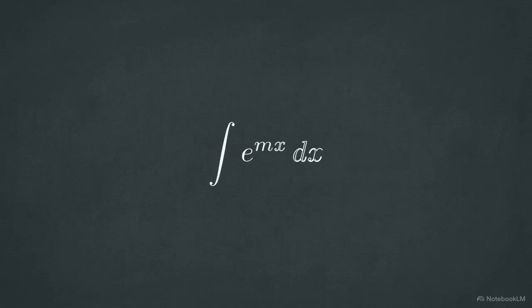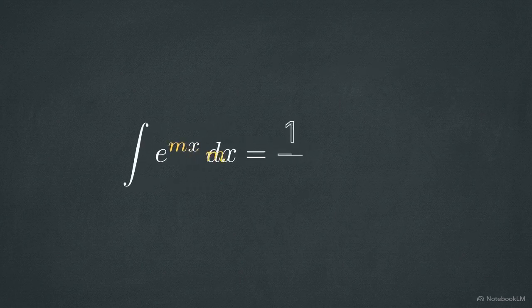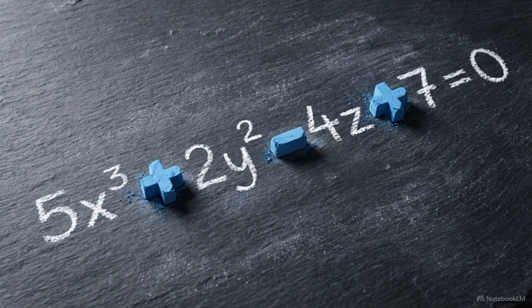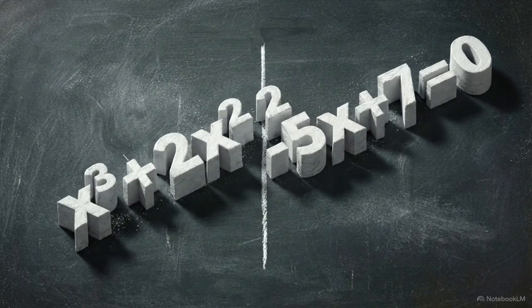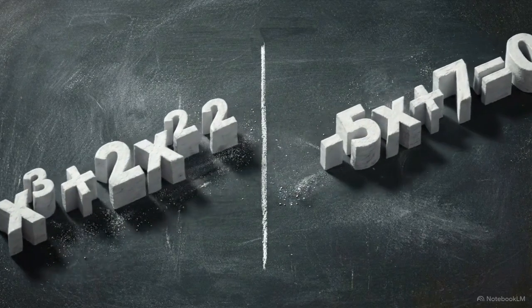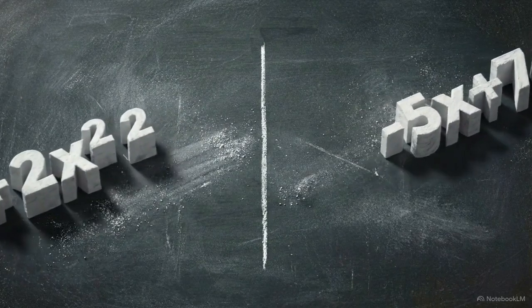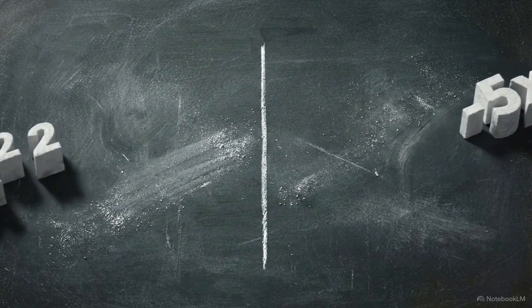The third rule governs exponential functions, addressing equations where the variable itself is located in the exponent. For an exponential function like e to the power of mx, the integration mechanic requires you to divide the entire term by m, which is the coefficient of x. The fourth rule addresses how we handle complex equations with multiple terms, utilizing the sum, difference, and constant rules. Indefinite integrals function as linear operators. Distinct polynomial terms linked by addition or subtraction can be isolated and integrated independently.